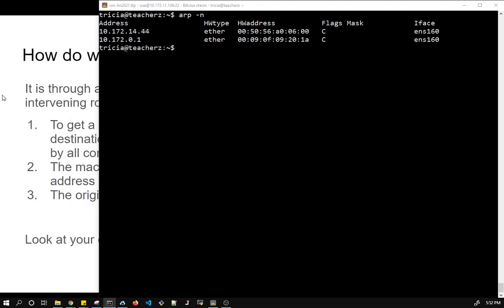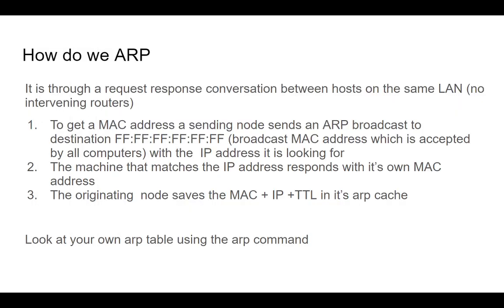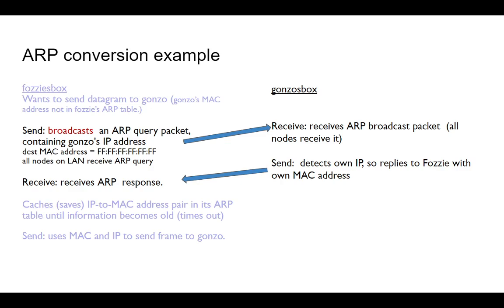So everything that has any physical communication needs to use the ARP protocol. ARP and ICMP are kind of supporting protocols. So this is what happens. Fozzie's box wants to send a datagram to Gonzo. Maybe it's a ping, it could be I want to SSH to that box, it could be anything. It doesn't really matter. ARP has to come first. It doesn't know anything about Gonzo's box, so it sends a broadcast ARP query packet containing Gonzo's IP address, so it's already done the DNS lookup, and the destination MAC address of all ones.